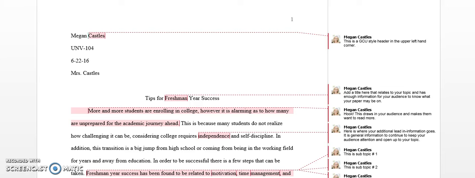Once you have that up, you will see that you are going to have a GCU style header. This is going to be in the upper left-hand corner of your paper, and this is going to include your name, the course, the date, and your instructor's name.